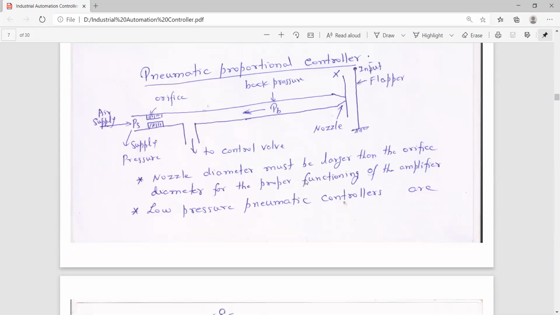So here this is a flapper, and here is the air supply, because in the case of a pneumatic proportional controller, air supply is the source. This part is known as the orifice. PS is the supply pressure, and PB is the back pressure, and PB will be smaller than PS. In this way, the concept of amplification is used here. The flapper moves only a small amount, because here the nozzle is this part. The nozzle diameter must be larger than the orifice diameter for the proper functioning of the amplifier.